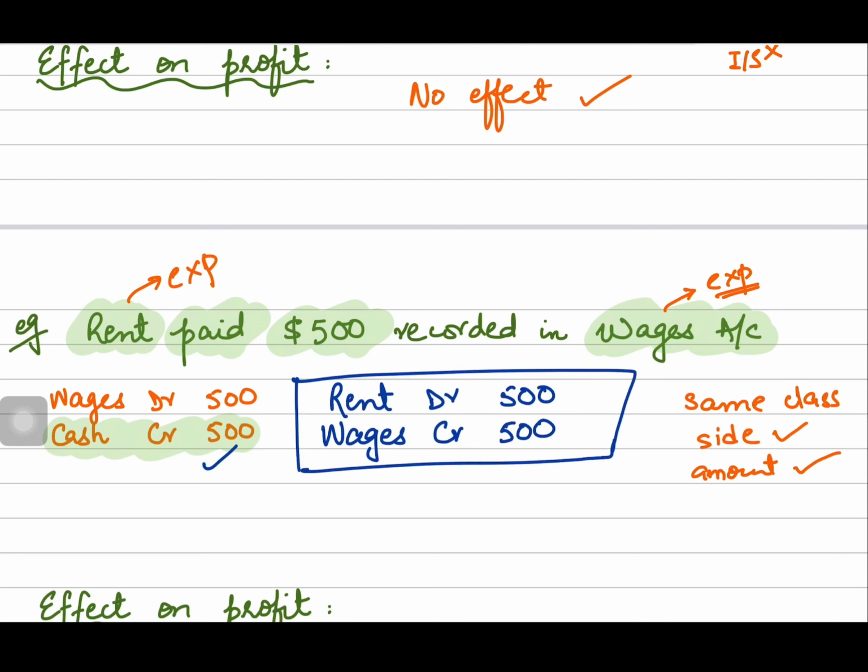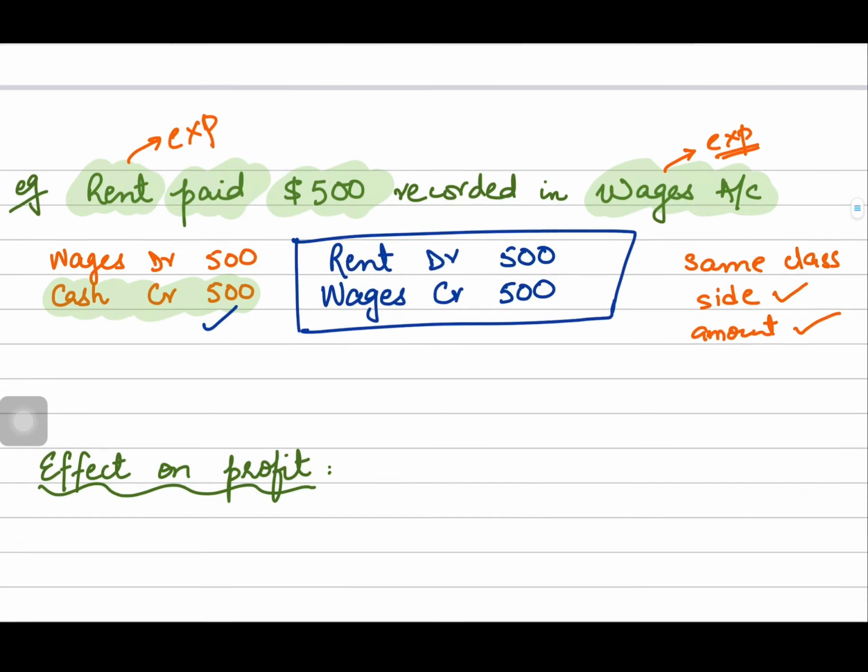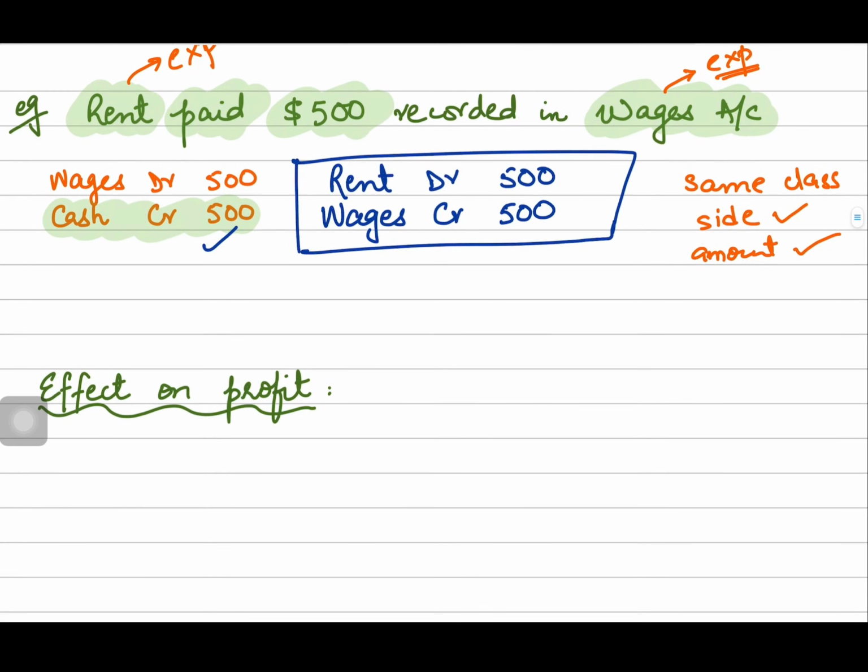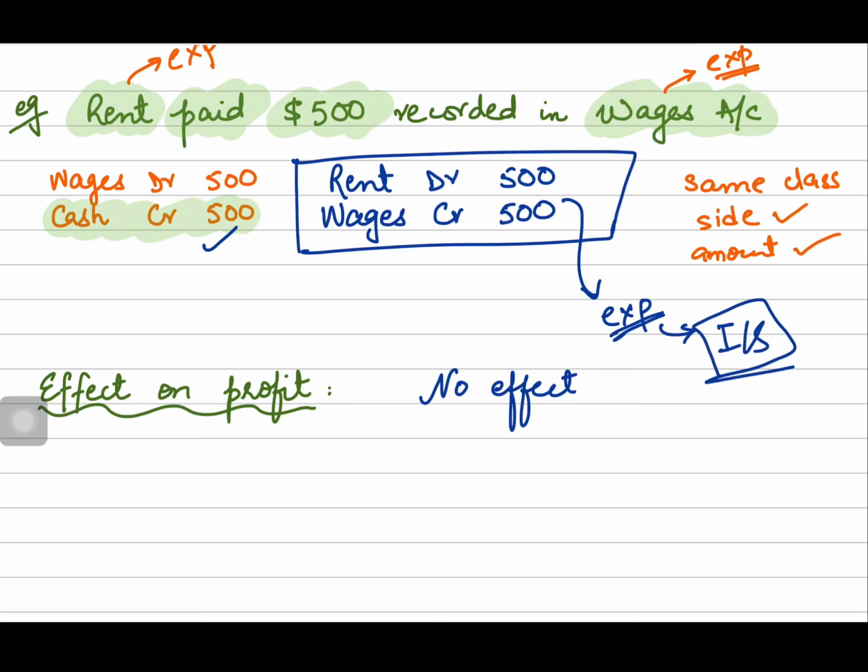Now, again, what will be the effect on profit after you have made your correcting entry? Will there be any effect on the profit? No. Again, there will be no effect on the profit. Now, why is that so? Since both of these accounts belong to my expenses class of account, and we know that expenses are recorded in the income statement. Right, now why will there be no effect?